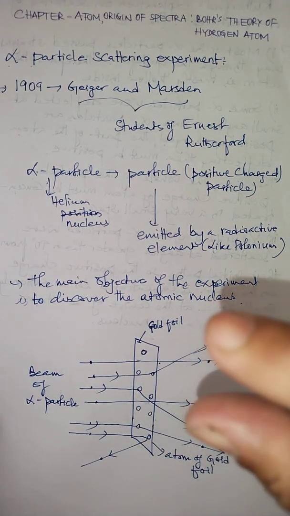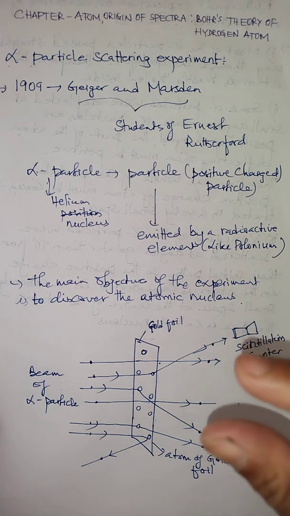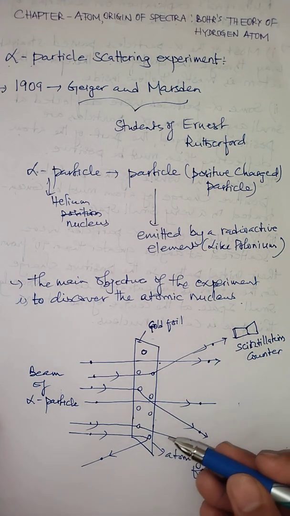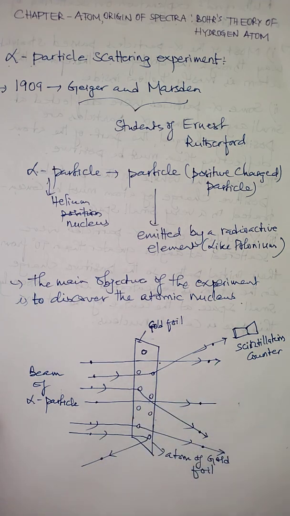His observation said that there is a positive charge which is concentrated in a very small space, where this positive charge particle can also exert a repulsive force. But what type of repulsive force? A strong repulsive force on the alpha particle. Due to that, it will return back after striking what? The gold foil.